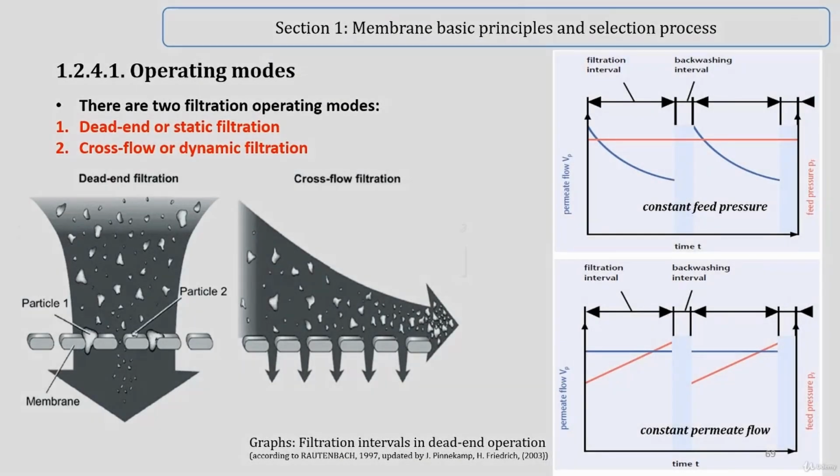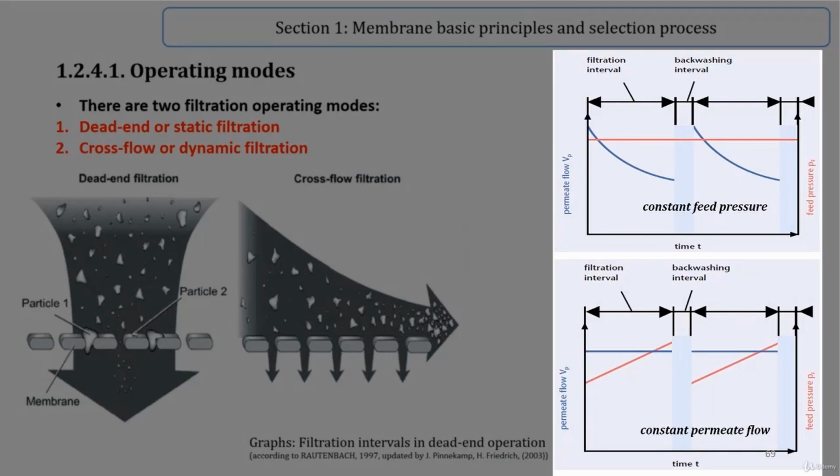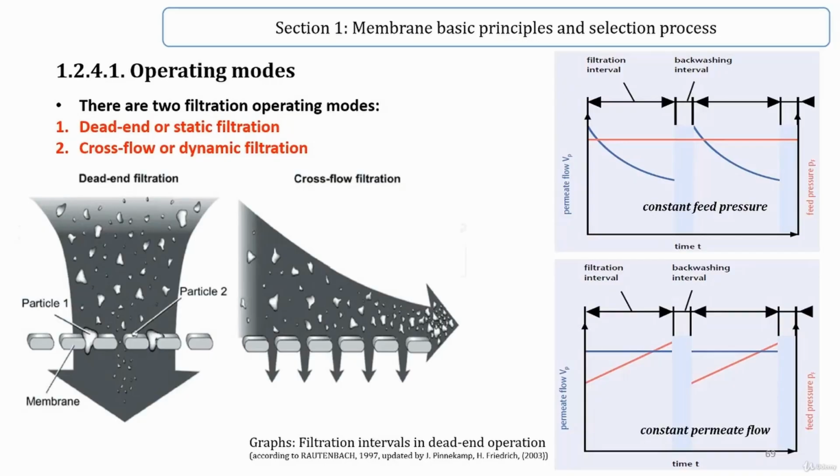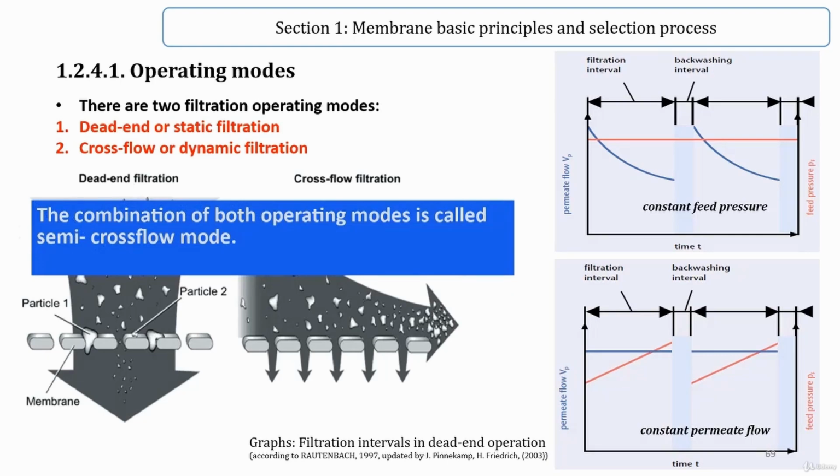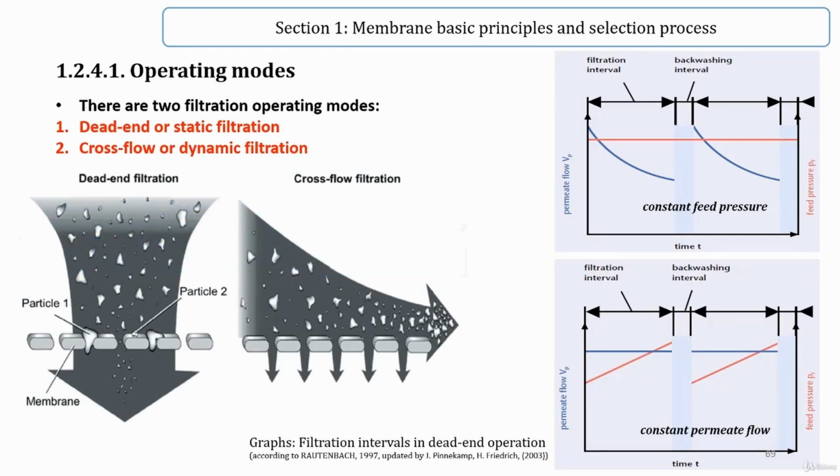As you can see in these graphs, filtration intervals in dead-end operation show the decrease of the permeate flow at the constant feed pressure at the top, and the increase of the feed pressure at a constant permeate flow at the bottom, over the filtration interval. By removal of the covering layer during the backwashing interval, ideally the original filtration capacity will be reached again. The combination of both operating modes is called semi-crossflow mode.